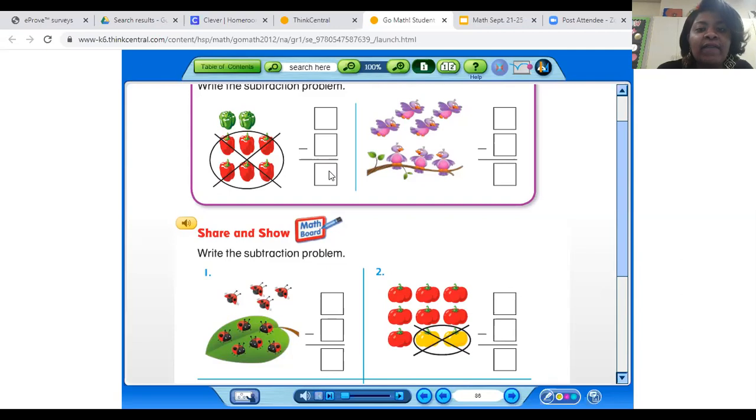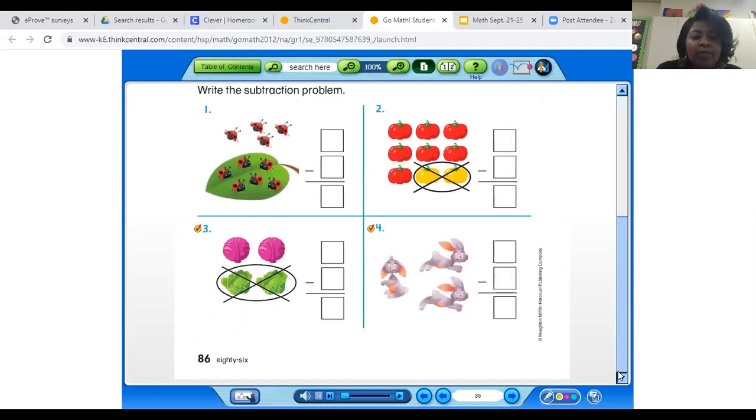2. Very good. How many birds are there? Count up all of the birds. How many birds do you see? 1, 2, 3, 4, 5, 6, 7. So there's 7. How many of those birds decide to fly away? 4. Very good. 7 minus 4 equals, how many are still there? 3. So let's write this subtraction problem.